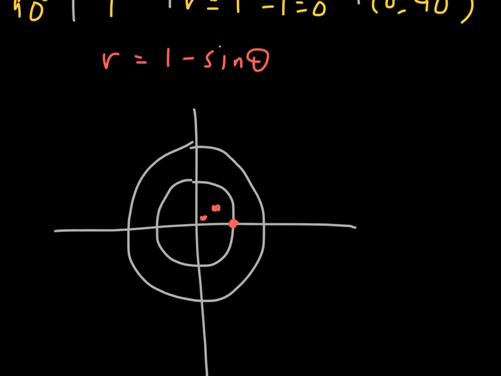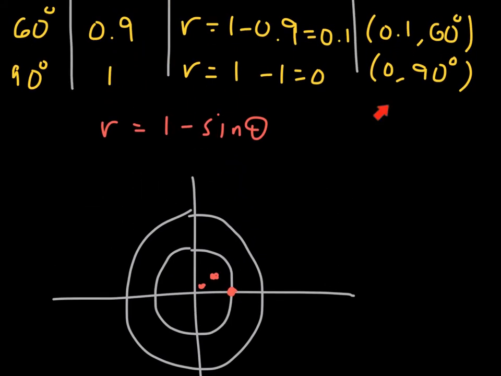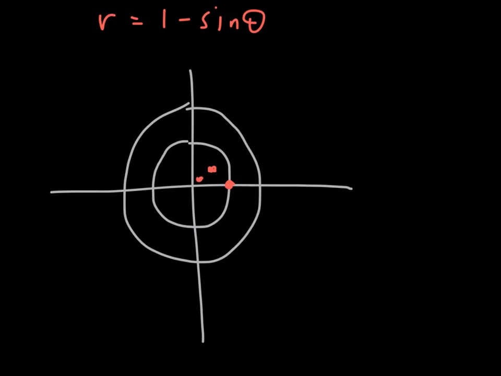And then we have this point here, 0 units away from the pole, so you're right at the pole, and 90 degrees. In other words, when you're at 90 degrees, you're actually on the pole right there. So far we have this curve, you guys.